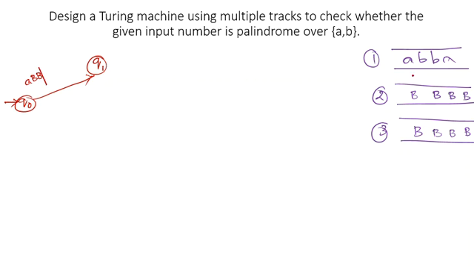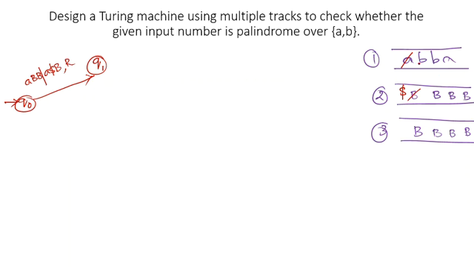You will update this first A with some symbol. Let me use a symbol called dollar. So now it is dollar. You will write it as A, dollar, blank, and I will move towards the right direction. So now you will be in Q1. Now what I have to do is travel towards the rightmost A.